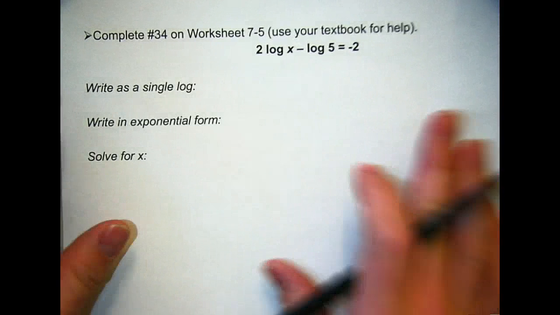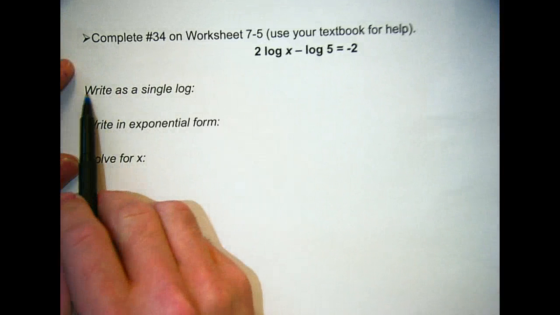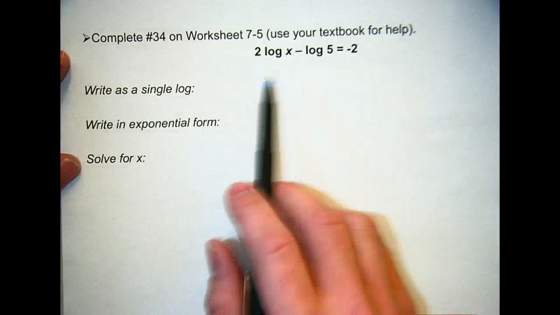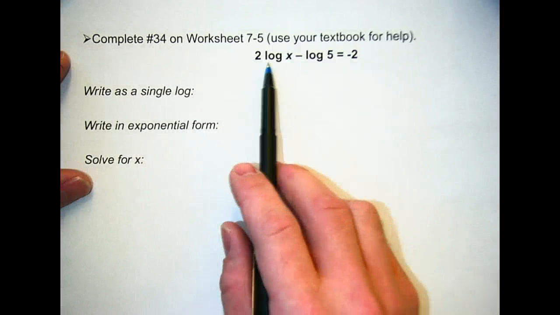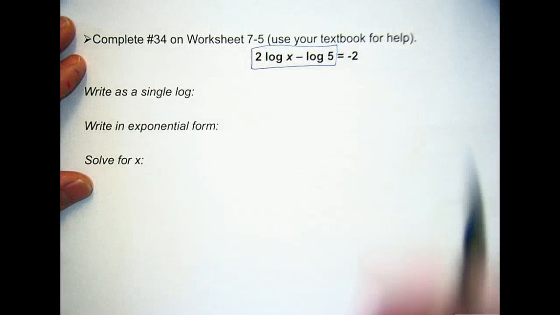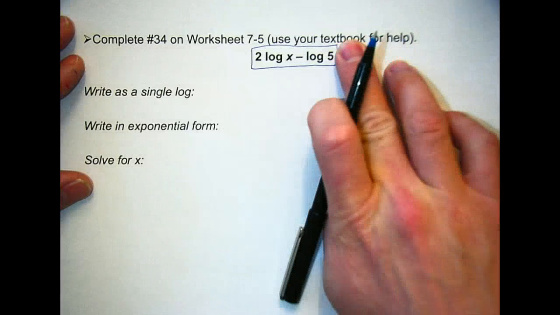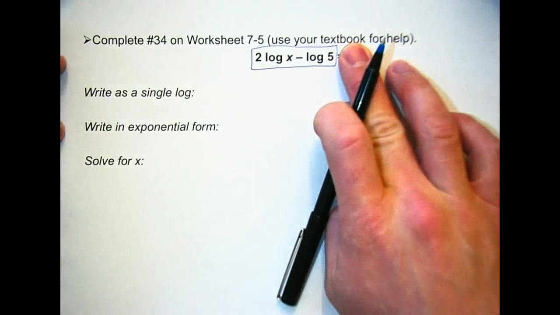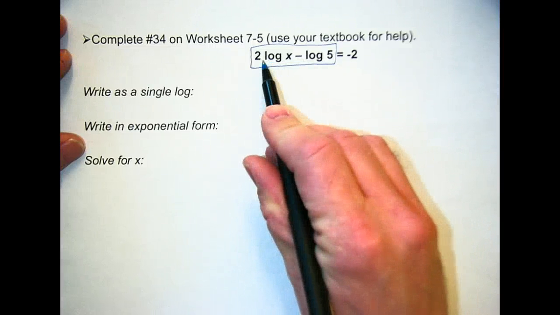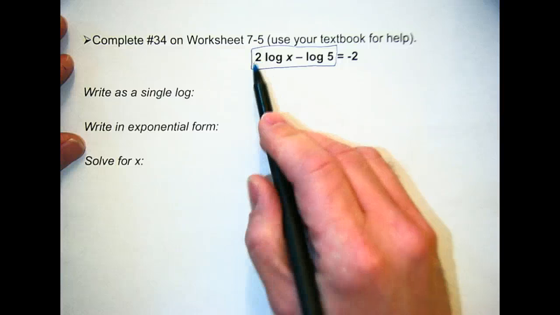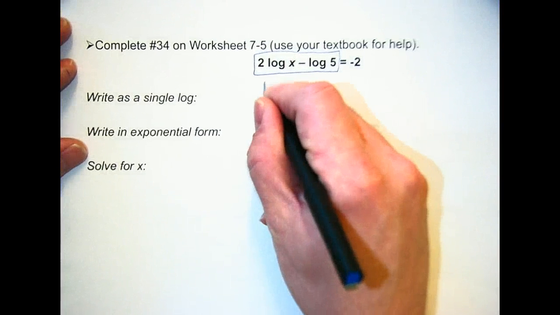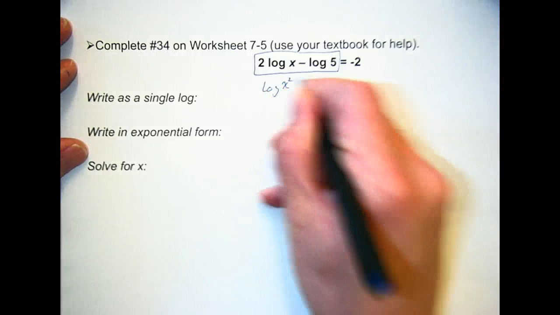Okay, so we're not done. How many have made it through the first step? Okay, well, let's write this as a single log. We're in equation form. You're taking this expression, what we've been working on the past few days, just that side of it, ignore the negative 2, and write that as a single log. Well, that means the bases have to be the same. They are. The things in front have to be the same. They are not. How do I move that 2? Make it an exponent. So this is now log x squared minus log 5.